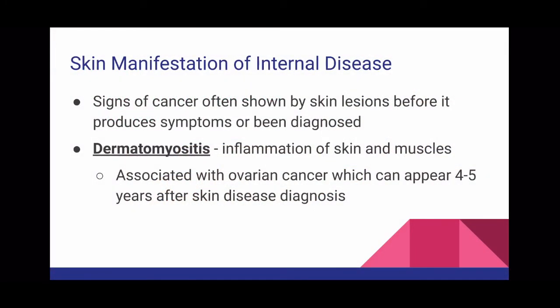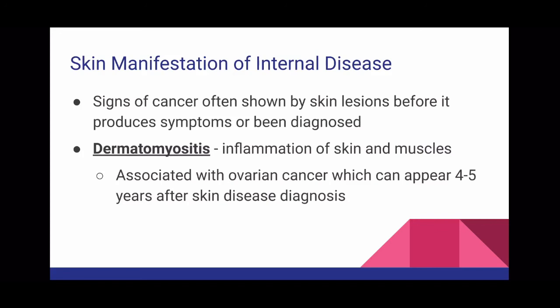Skin is actually a really good way to look for other internal diseases you might be dealing with that you don't know about. So, for instance, cancer is one of those things that you can use your skin to help you figure out whether you have it or not before you are actually diagnosed. So signs of the presence of cancer inside the body are often shown by skin lesions, even before the cancer has actually produced symptoms or it has been diagnosed.